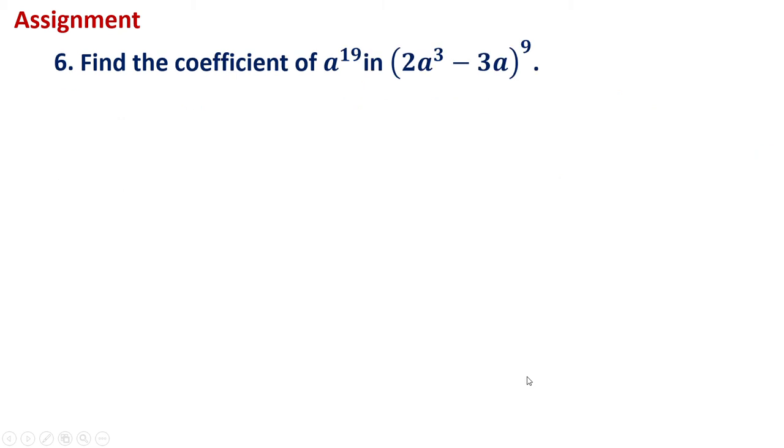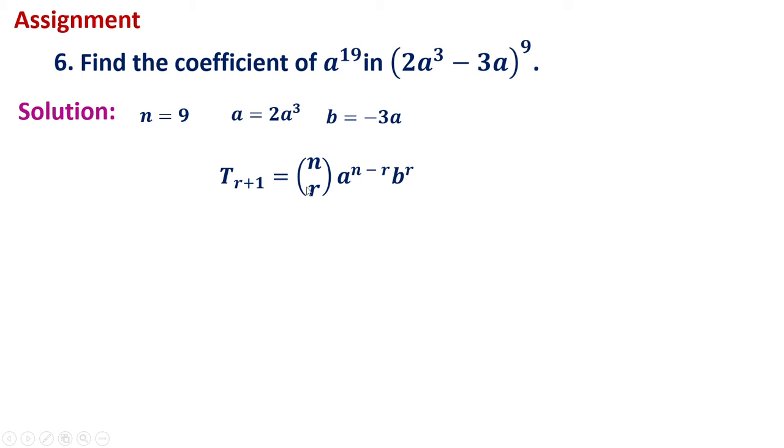So, number 7, actually, this is number 7. So, we're looking for the coefficient of a to the 15 in (2a cubed minus 3a) to the 9th power. So, we have n is 9, our a is 2a cubed, our b is negative 3a. So, this will be the formula. So, we just substitute. So, r plus 1 because we're looking for the r. So, n is 9, r, n minus r, and then r.